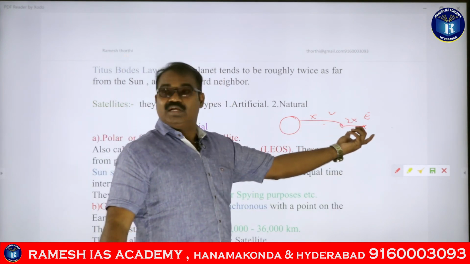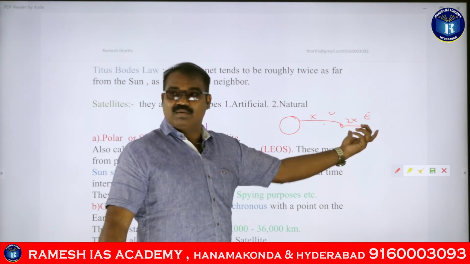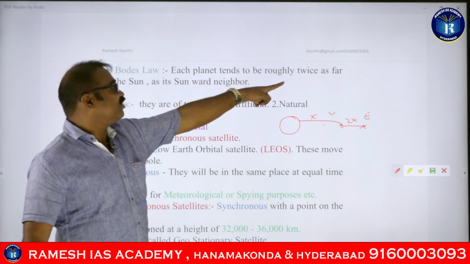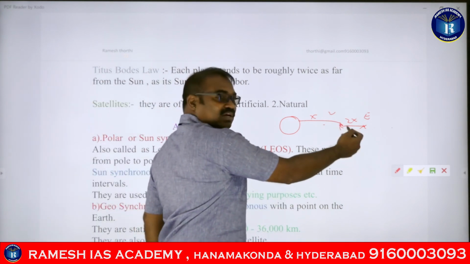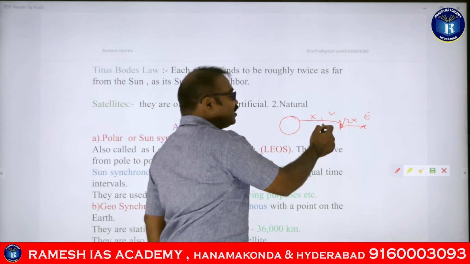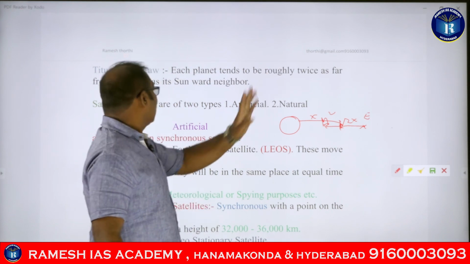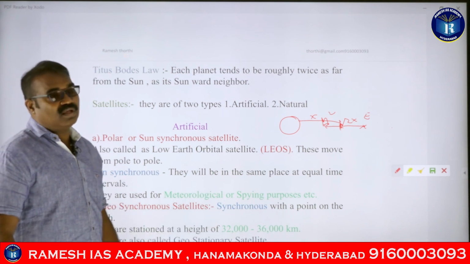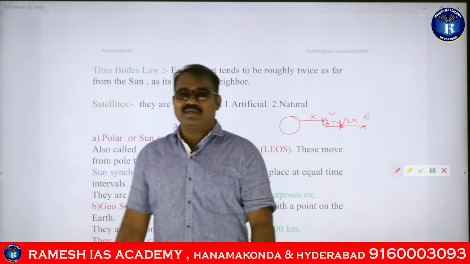This distance is doubled here. The distance of the planet from its sunward neighbor is double its distance. So each planet tends to be roughly twice as far from the sun as its sunward neighbor. For Venus, Mercury is the sunward neighbor. So this is Titius-Bode's law. This was our prelims question. We'll be stopping here.